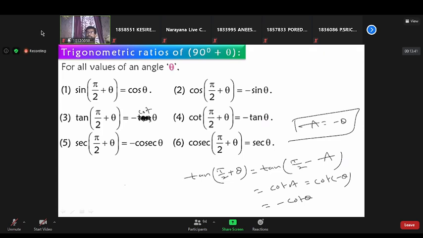Proof. I am going to prove the third one. In a similar manner, you must all prove the rest, where a is equal to minus theta.